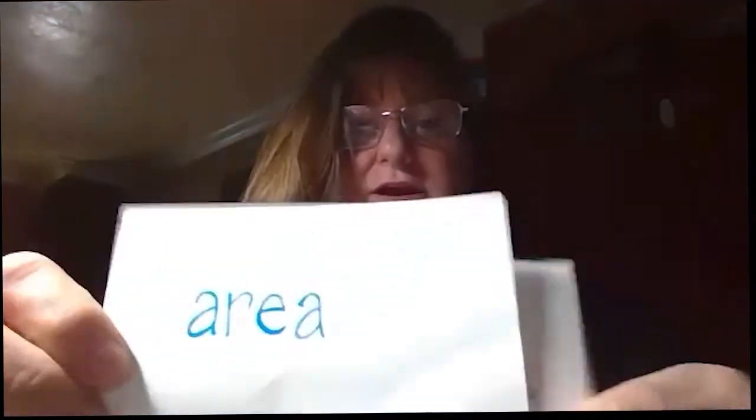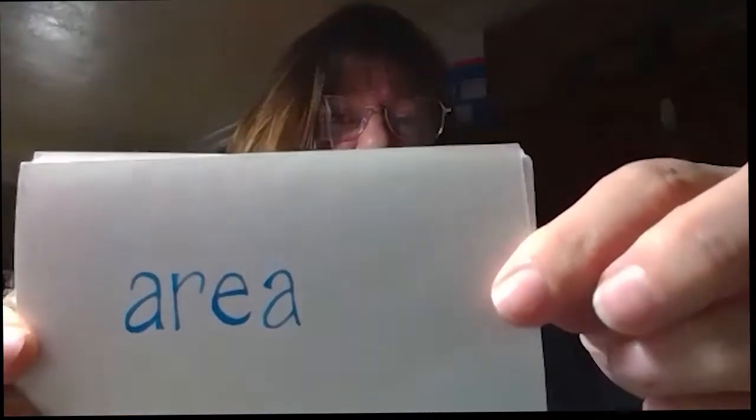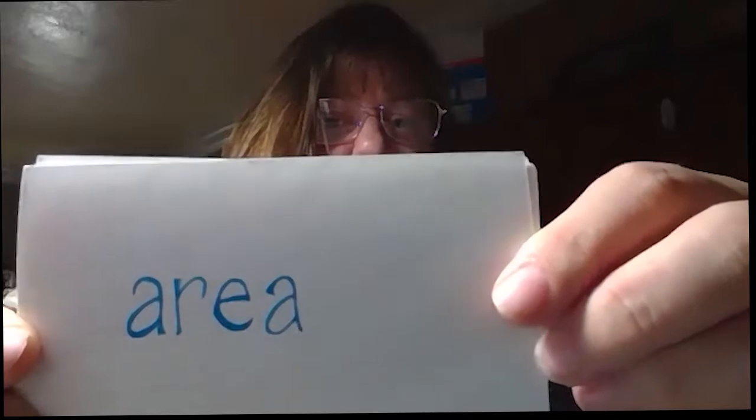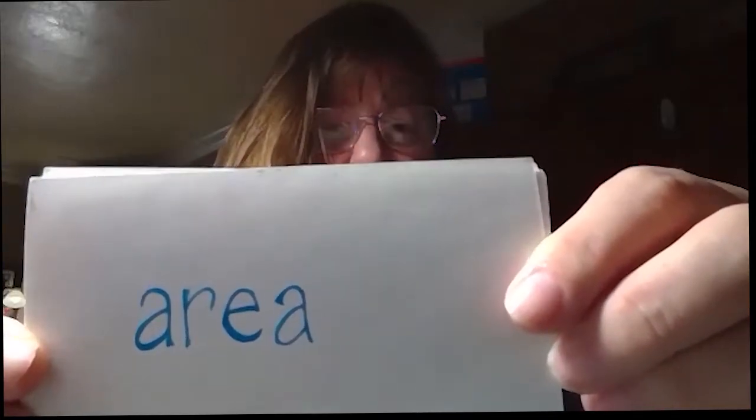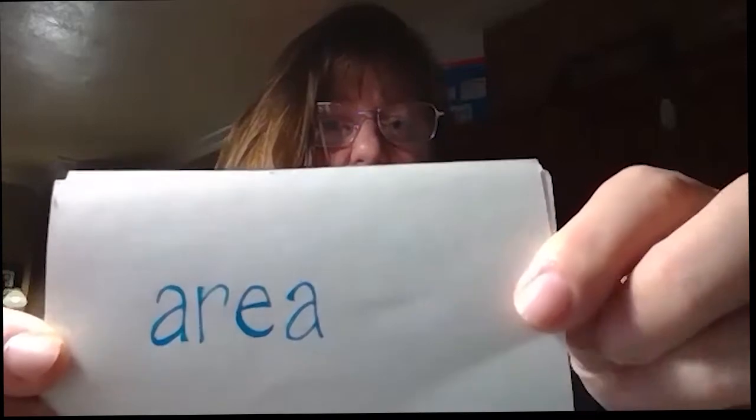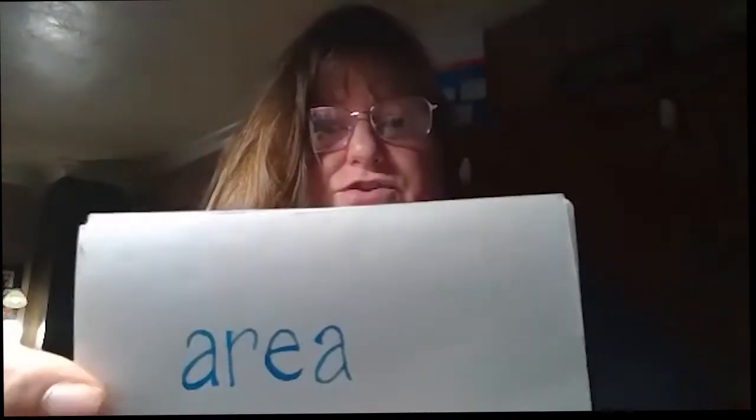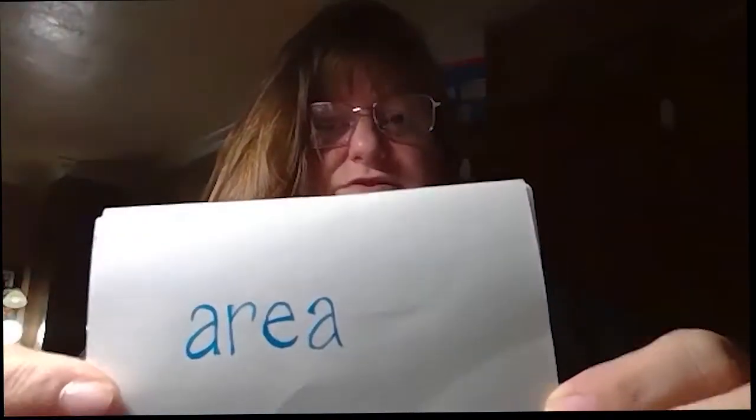So we are going to start with our vocab review. Our first word is area. The area is the size of a surface or the amount of space inside a two-dimensional object. Area is written in units squared, okay? A two-dimensional object is like a square or a rectangle. They're flat. This piece of paper is a two-dimensional object, okay?